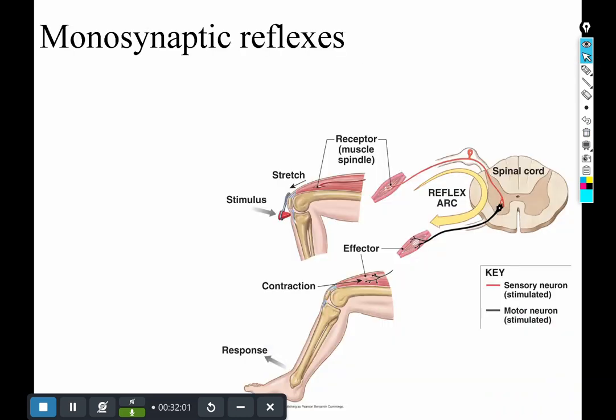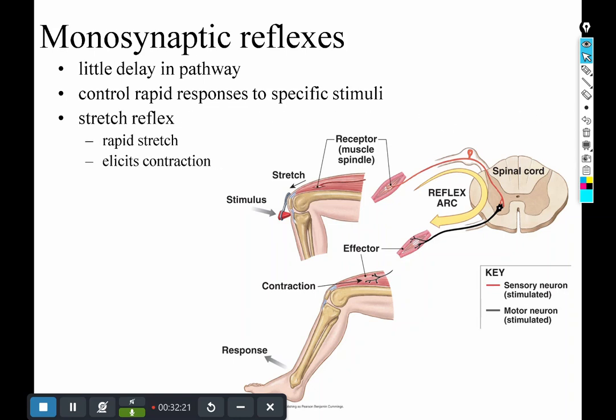So here's another example of a monosynaptic reflex. We already looked at this one. It's the patellar reflex. The benefit of monosynaptic reflexes is that there's almost no delay in the pathway, which allows us to correct the aberration to homeostasis really, really quickly.